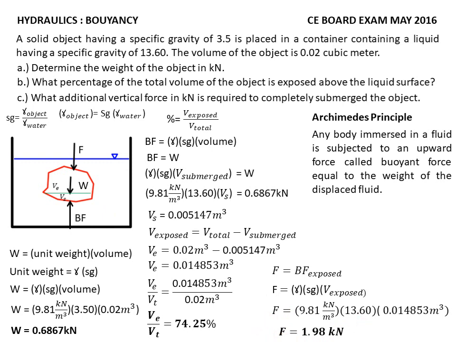So let's recap. Determine the weight of the object in kilonewton. The answer is 0.6867 kilonewton. Letter B. What percentage of the total volume of the object is exposed above the liquid surface? The volume of exposed divided by volume of total is equal to 74.25%. Letter C. The additional vertical force required to completely submerge the object is 1.98 kilonewton. Thank you.